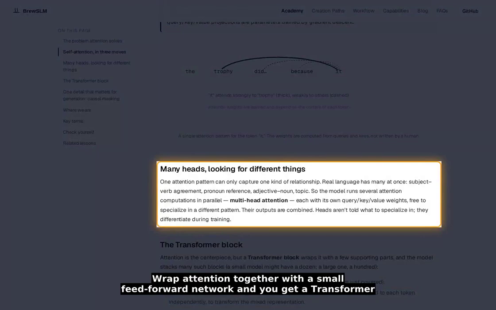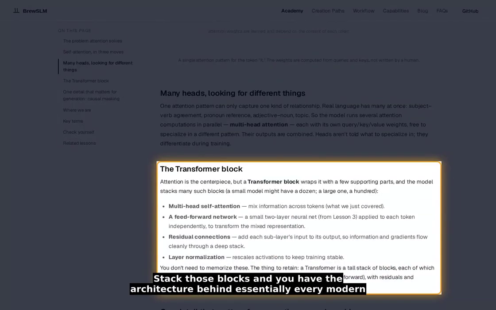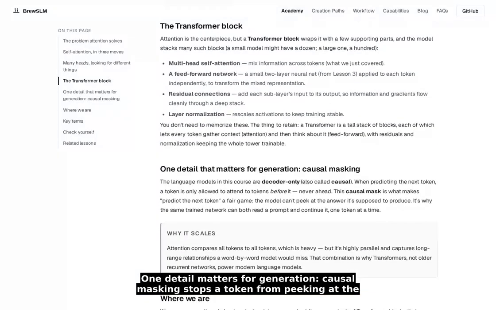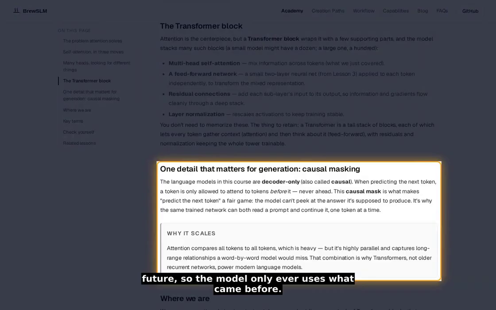Wrap attention together with a small feed-forward network, and you get a transformer block. Stack those blocks, and you have the architecture behind essentially every modern language model. One detail matters for generation. Causal masking stops a token from peeking at the future, so the model only ever uses what came before.